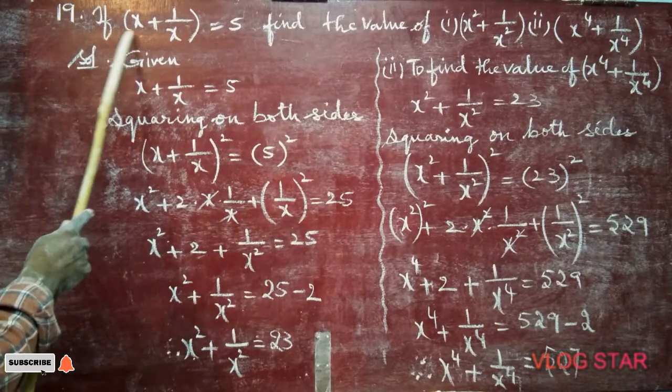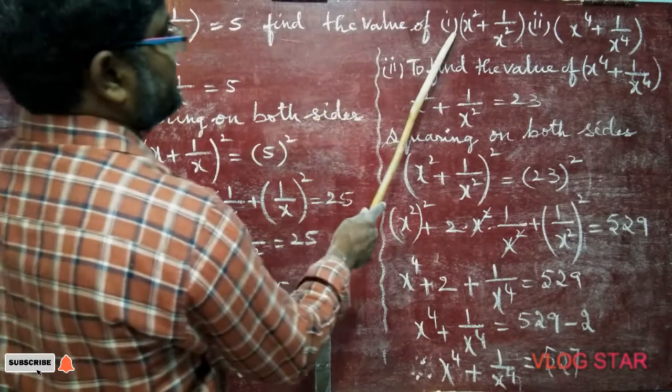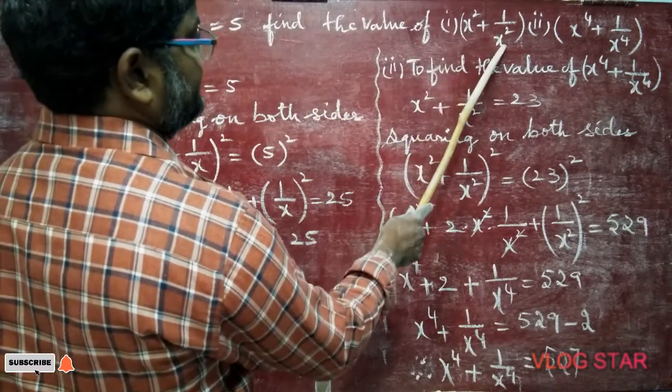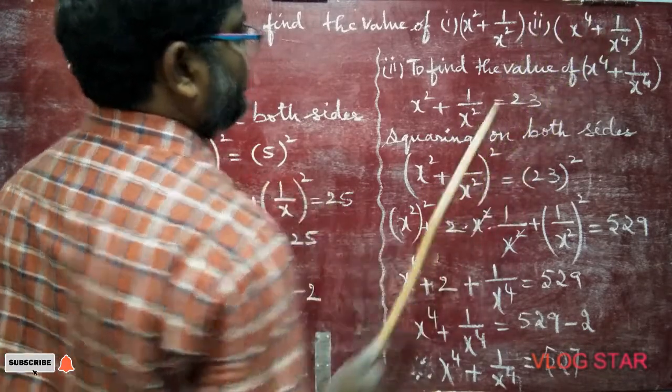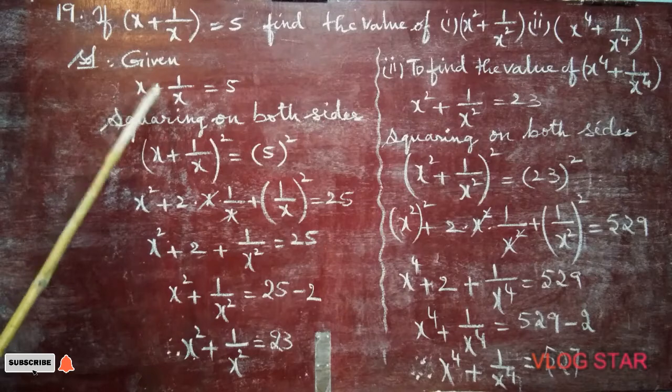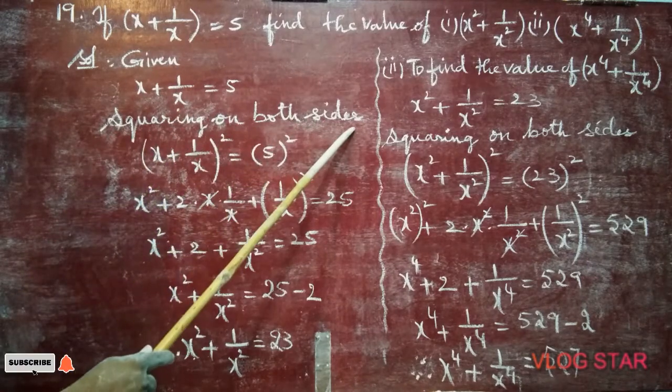19th problem. If x plus 1 by x is equal to 5, find the value of first bit, x square plus 1 by x square, second bit, x to the power of 4 plus 1 by x to the power of 4. Solution. x plus 1 by x is equal to 5. Squaring on both sides.